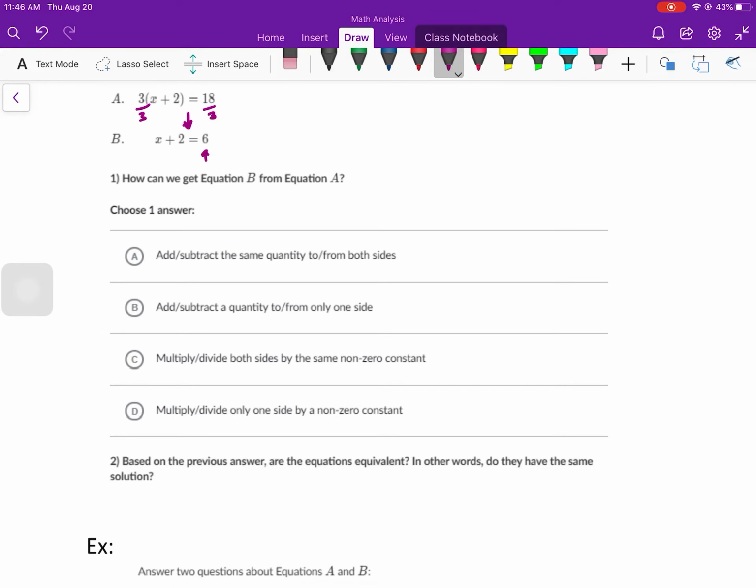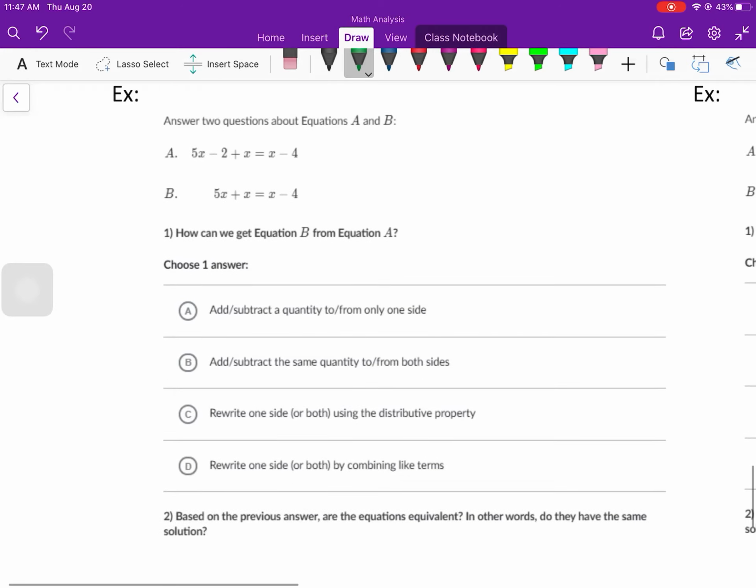So did we multiply or divide by the same non-zero constant? Yes. And it's both sides, right? So that's kind of the important part. Let me highlight. It looks a little cleaner. So we divided both sides, not one side. So it's going to be C. And since we did it to both sides, then yes, they are equivalent.